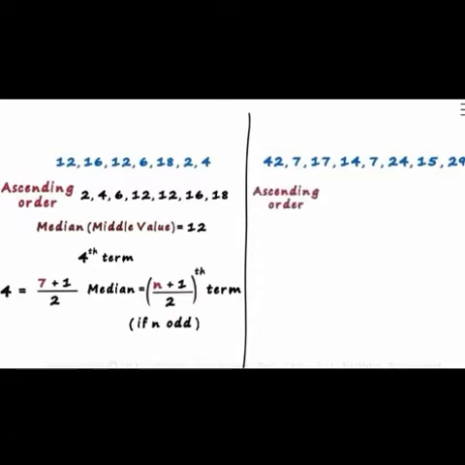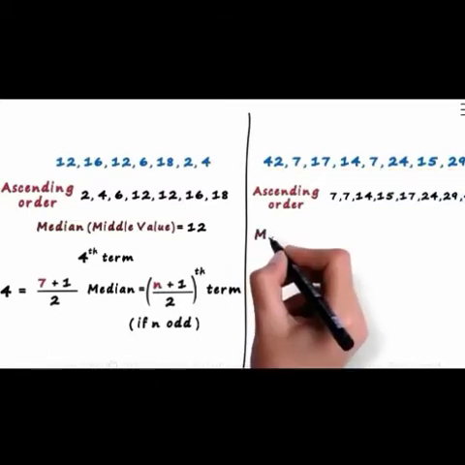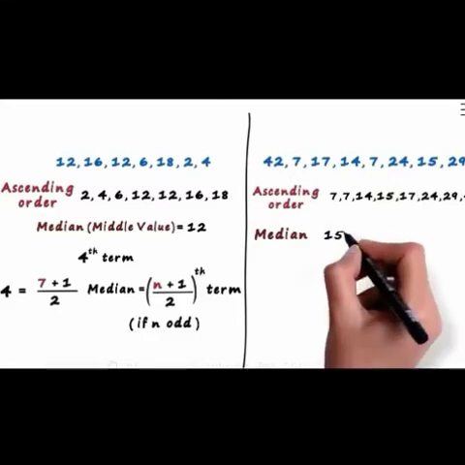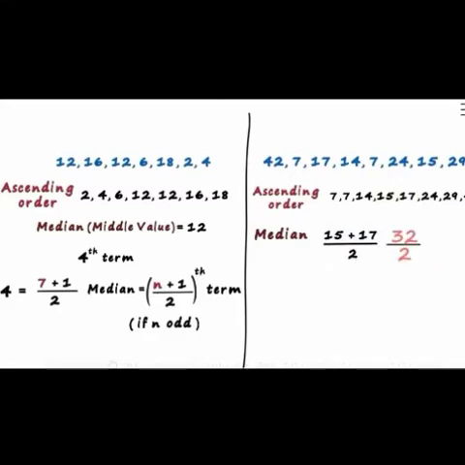First we have to arrange the numbers in ascending order. The ascending order of the given numbers is 7, 7, 14, 15, 17, 24, 29, 42. What will be the median in this case? If there are 8 terms, we cannot find the central value of the set. So the median will be the average of the 2 central terms. So it's 15 and 17. So it will be (15 plus 17) by 2 is equal to 32 by 2 is equal to 16. So 16 is the median of this set of values.